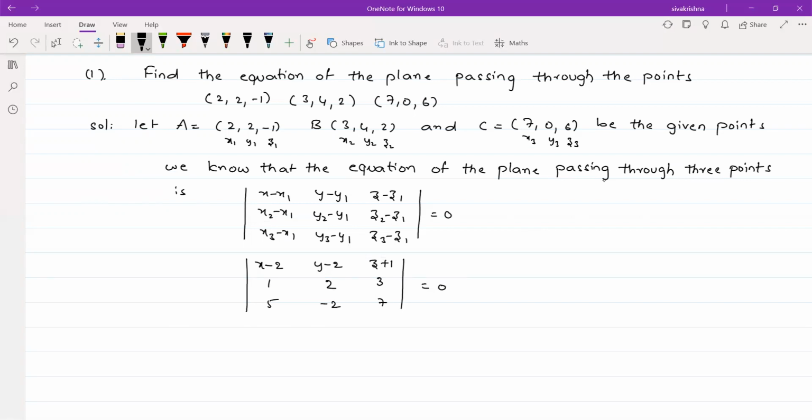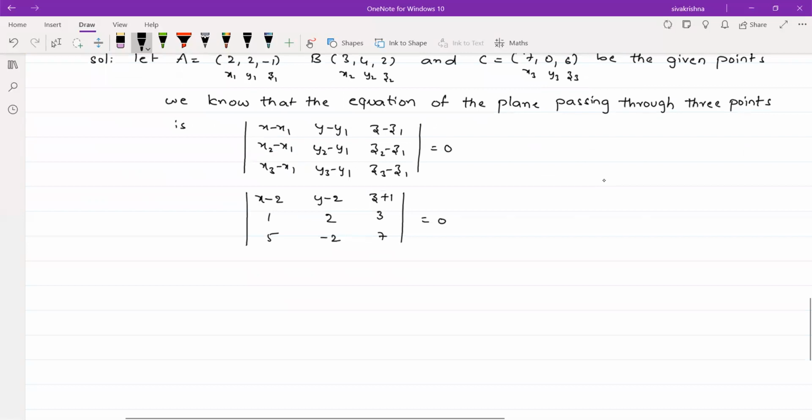So this is a determinant of order 3 by 3. It means we are having a 3 by 3 determinant. Now we have to simplify the determinant of the matrix. So we can expand the determinant. Now we have to expand the determinant to get the equation of the plane. We can expand the determinant along first row, along first column, along the second row, along second column. So you can expand the determinant of a matrix in any way. But here I am expanding the determinant along first row.